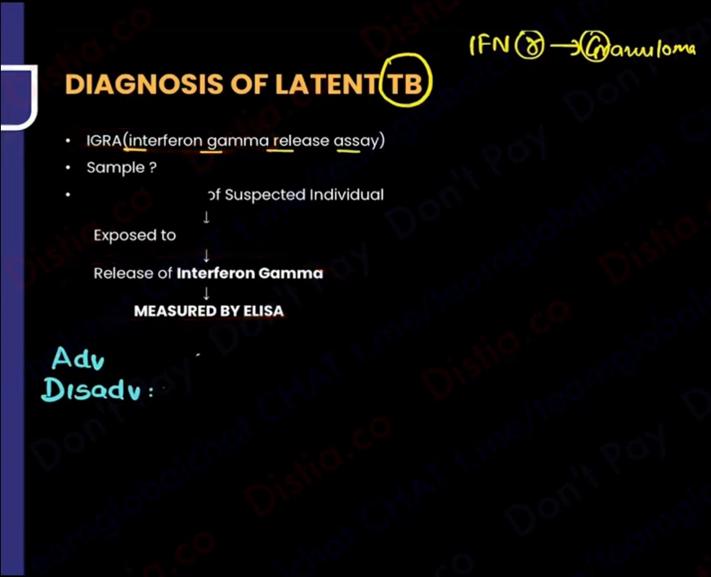Now tell me, go back to your immunology. Which cells release interferon gamma? It is T helper 1 cells. This means what is the sample that you're going to take from the patient? You will have to take the T lymphocytes of the patient. Dekho, sab kuch, if you know your basics, you know.